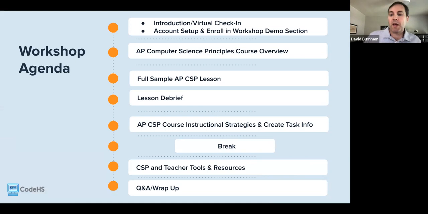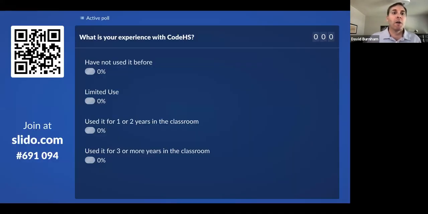We're going to be going through some of that. But before we do that, I want to just kind of throw out a couple questions. You can use your phone to take a picture of the QR code and answer this poll, or you can go to slido.com and enter that number in. The first question is, what's your experience with CodeHS?